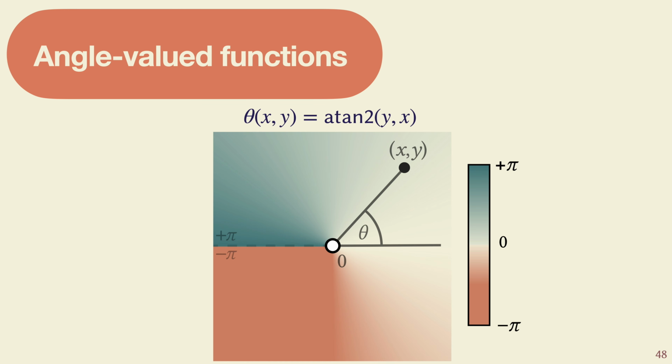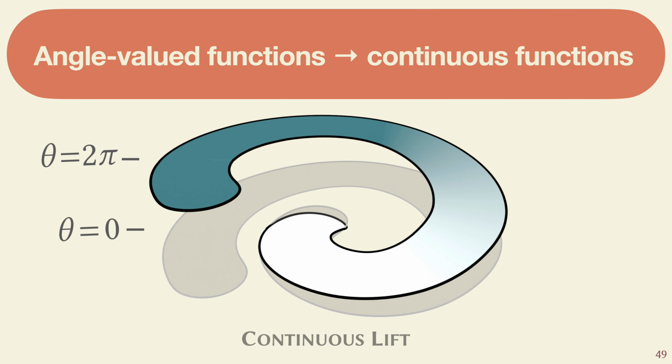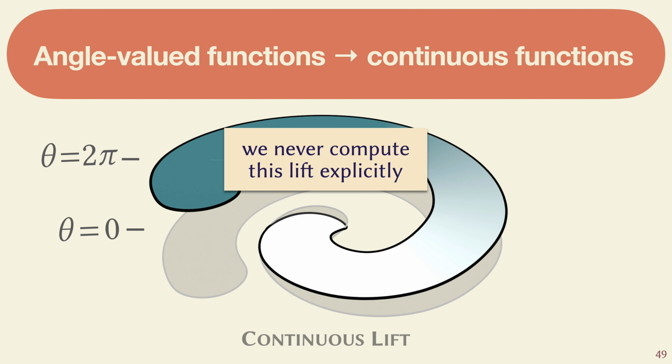But nonetheless, this function behaves in many ways like a continuous harmonic function, since it is indeed continuous when its values are viewed modulo 2 pi. In particular, although the graph of the angle function is discontinuous when plotted in this range from 0 to 2 pi, if we look at this function on any simply connected domain, like this spiral here, we can always find a continuous lift on this domain, which agrees with our original function mod 2 pi. And importantly, the mere existence of this continuous lift is enough to ensure that Harnack's inequality holds. Although we never compute this lift explicitly, its existence lets us compute safe step sizes for these discontinuous angle-valued functions.